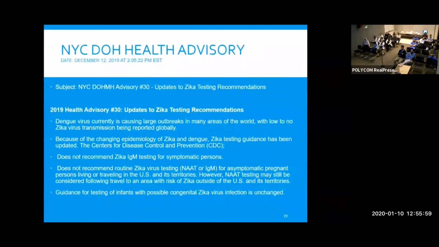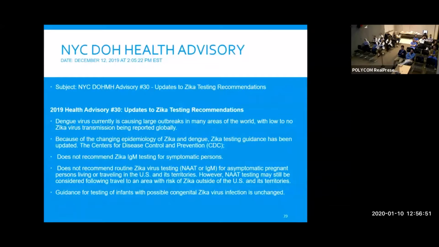There was an advisory that came out just December 12th. Because this epidemic seems to be going down or subsiding, the advisory is basically saying that dengue is currently causing the large outbreaks in many parts of the world, with low to no Zika virus transmission being reported globally. And because of these changing epidemiology, Zika testing guidelines have been updated as of December, and we are no longer recommending Zika IgM testing for symptomatic persons if they're not pregnant. So for non-pregnant, healthy people, if you think it's Zika, you don't have to test for it.